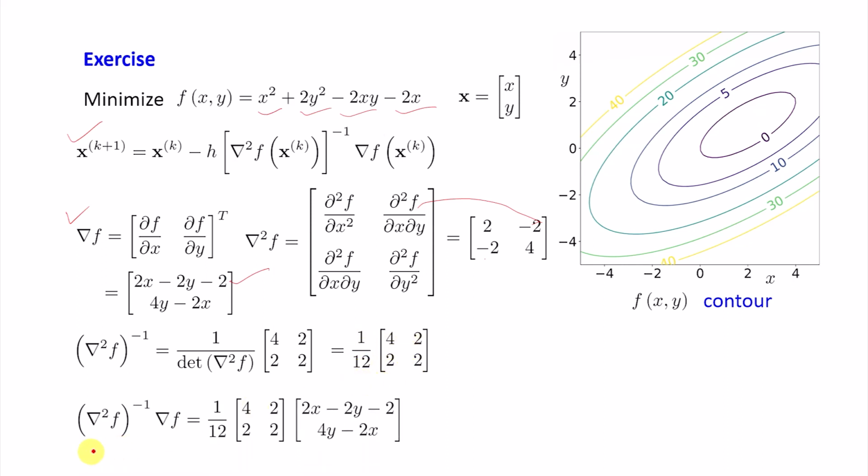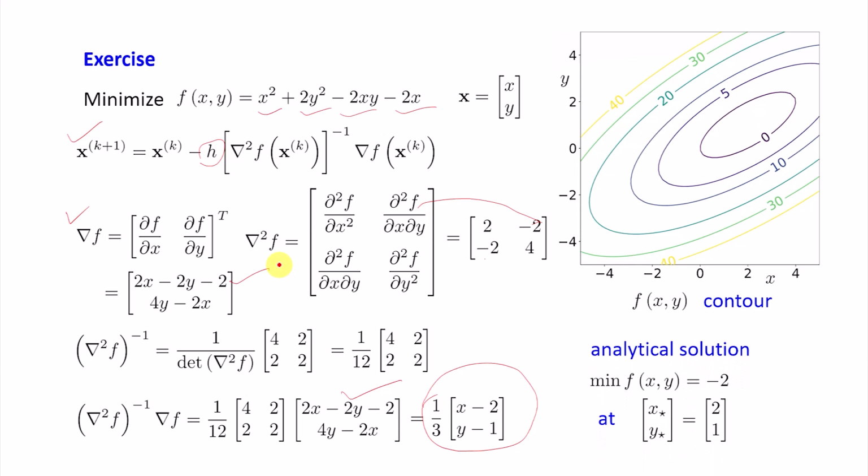And now this del 2f inverse multiplied by del f, that means del 2f inverse is 1 by 12 times 4, 2, 2, 2 multiplied by this gradient. I can do this multiplication for simplicity, and now I have calculated this change, that is del 2f inverse multiplied by del f. This is the change that Newton's method is asking for in every iteration, and then we can bring this h additionally to be slightly more conservative.